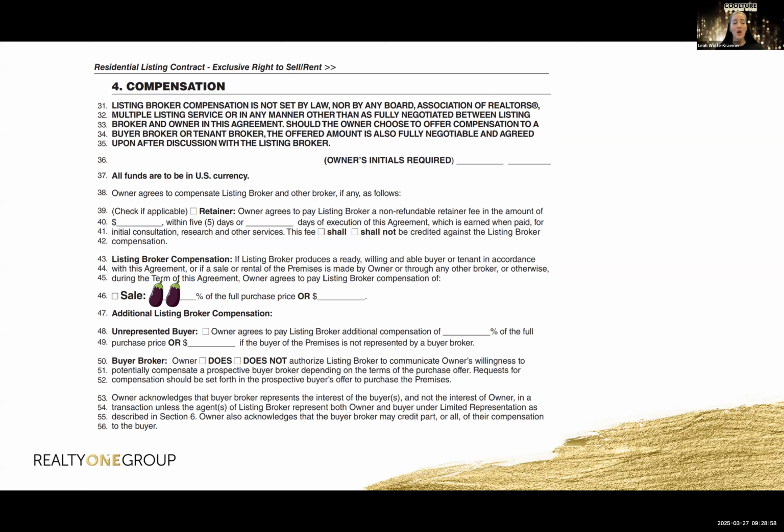Yes or no? Okay, if no, then obviously that's easy enough. We would say does not, because there is no willingness to potentially compensate. If they are, however, then we would go ahead and mark does, assuming I am okay to share that. I've never had a seller push back on that. If they're willing to negotiate that, they're willing to potentially pay something to a buyer broker. I don't know why they wouldn't want that to be communicated.